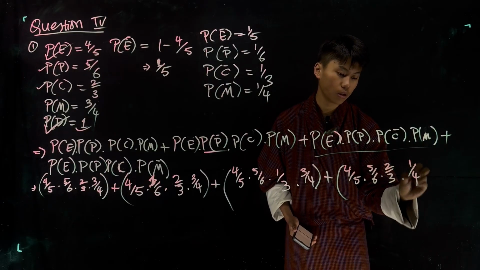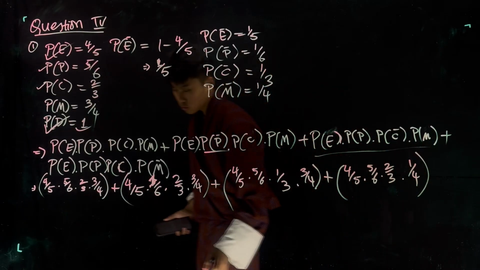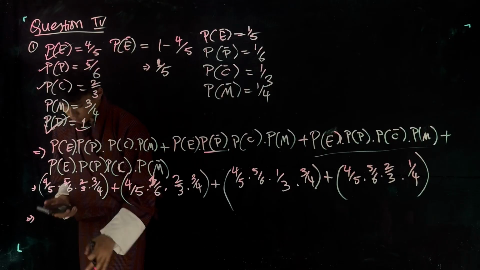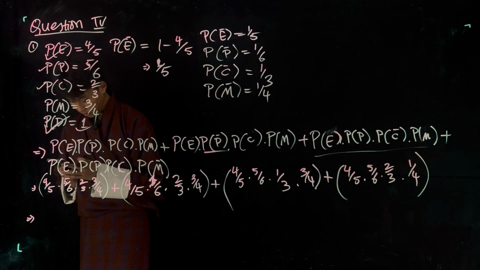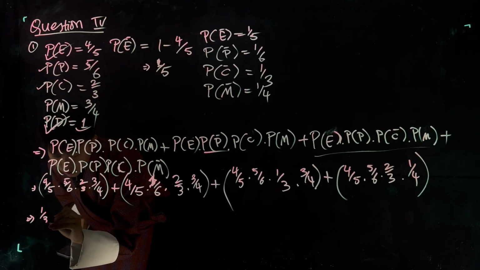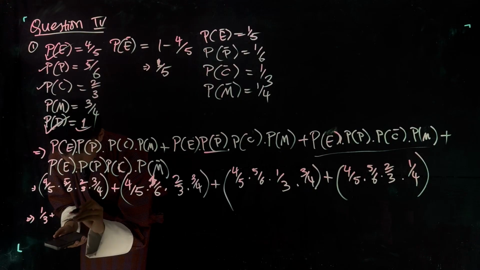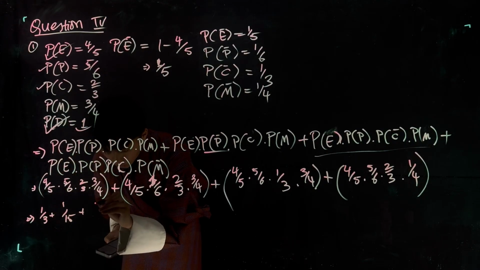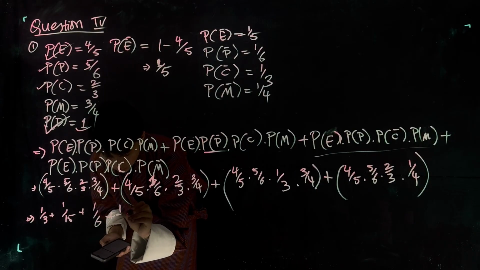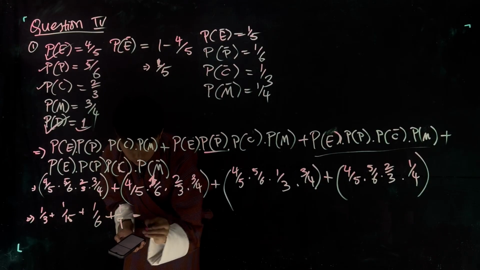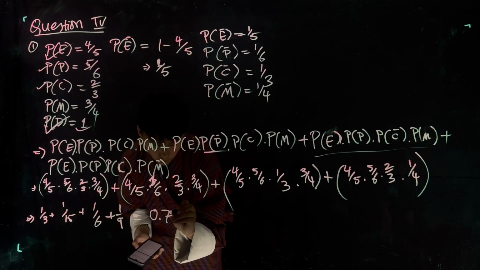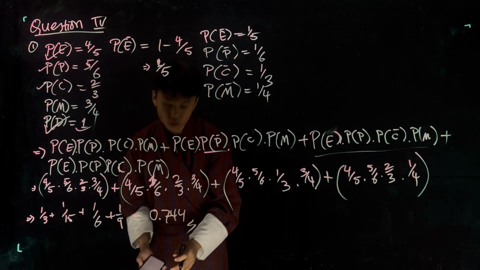So here we go. Now if you plug in all of these values into the calculator, you will get the answer as 1 by 3 plus 1 by 15 plus 1 by 6 plus 1 by 9, which is roughly equal to 0.744. So there we go.